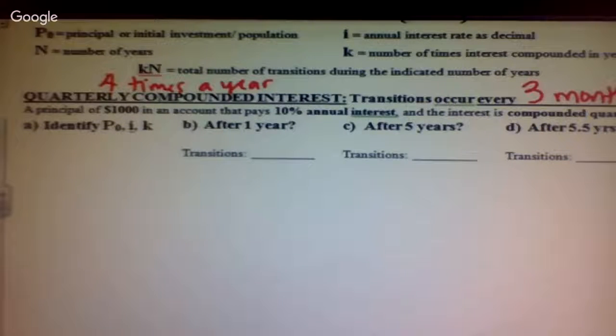So the first thing they want us to do is identify P sub 0. What is my initial amount that I'm putting into my account? 1,000. They also want us to identify I as a decimal. 0.1. 10% as a decimal is 0.1 or 0.10. If you want to leave the 0 on there, it does not matter. My K value, this is quarterly, so it is a 4.